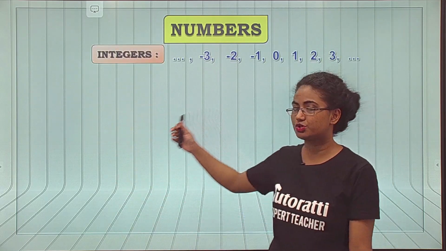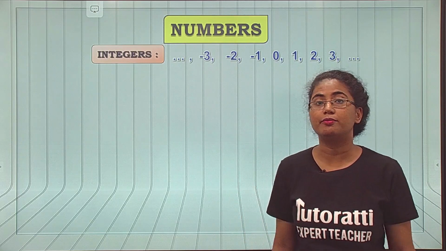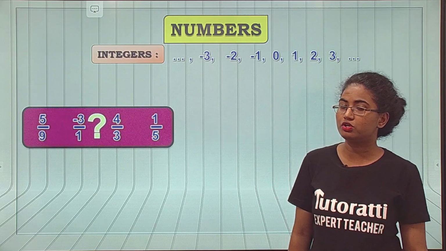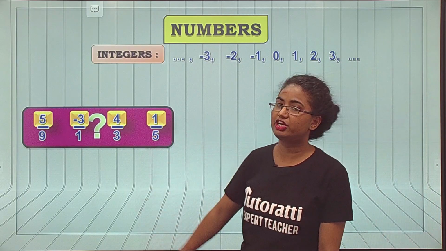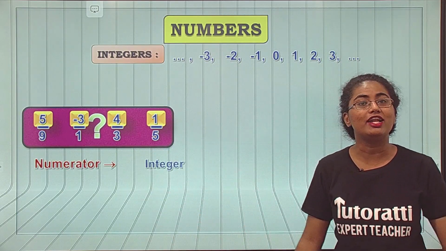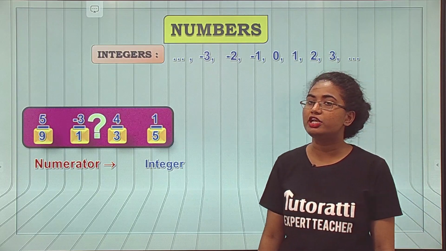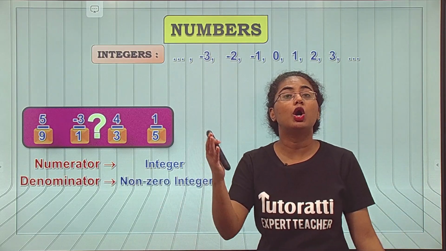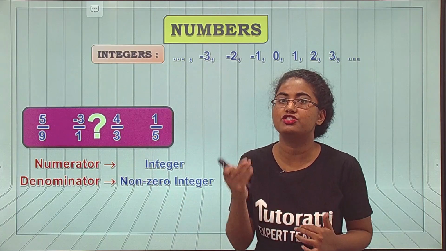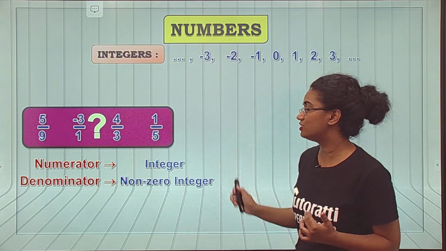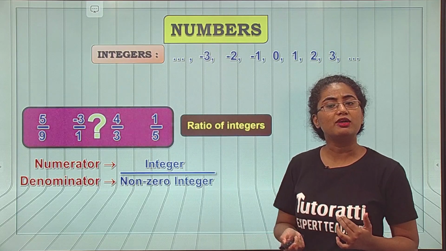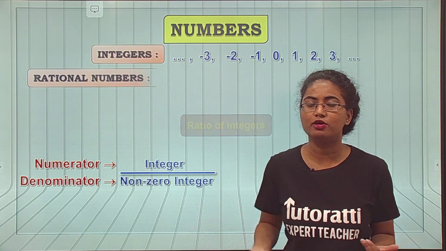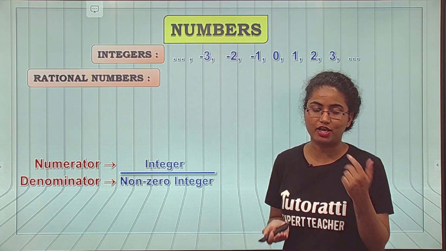Now let's take these integers onto the next level and form something called fractions. As you can see on the screen, if you take a closer look at these fractions, observe the numerators. What are these numerators? They are integers. What about the denominators? They also are integers, but a little twist, they are non-zero integers. Denominators cannot be 0. This becomes a ratio of integers. What do these numbers become? Rational numbers. Excellent.